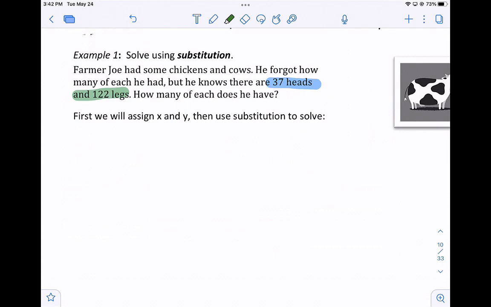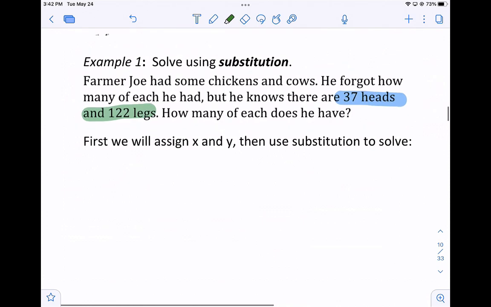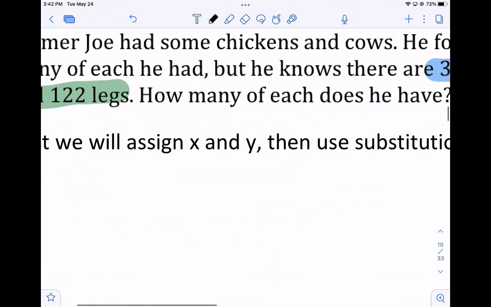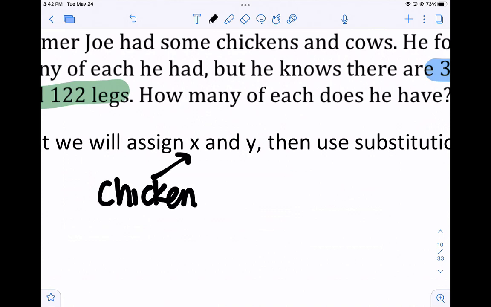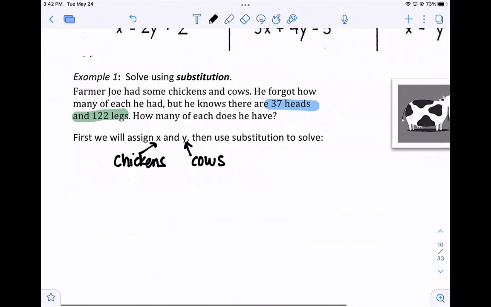So there's many different ways that you can solve this, but today we're going to use substitution to model one way to solve it. So the first thing is we can assign x and y to be, there's two animals, chickens and cows. So let's just say that x is the number of chickens, and then y will be the number of cows, and then we'll write an equation.